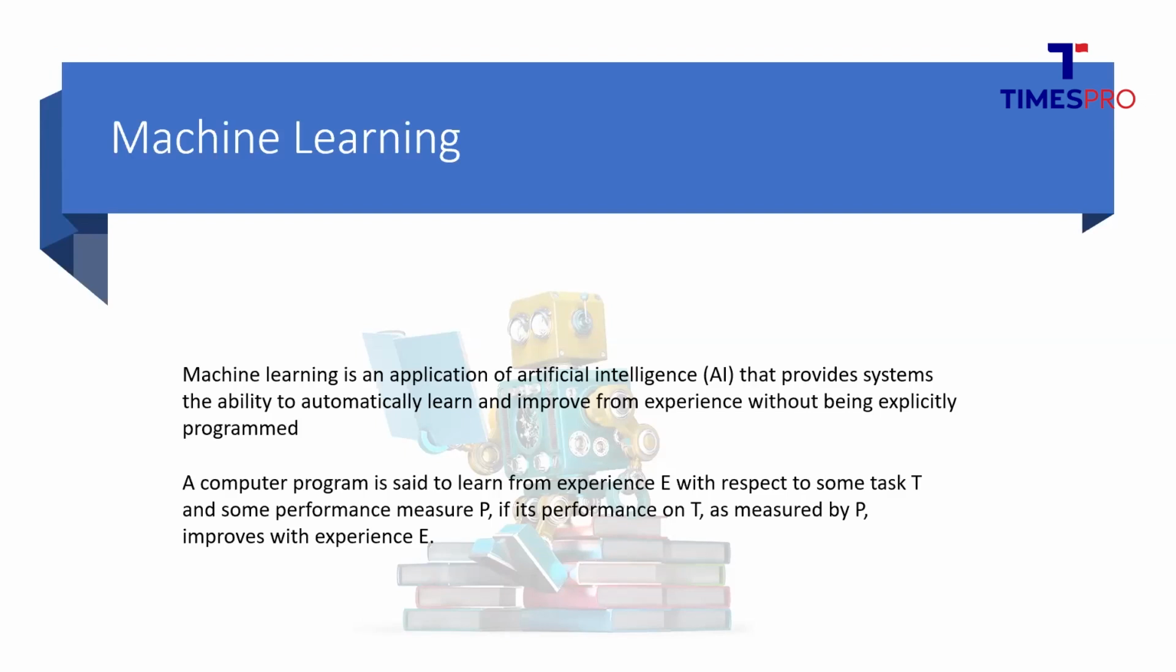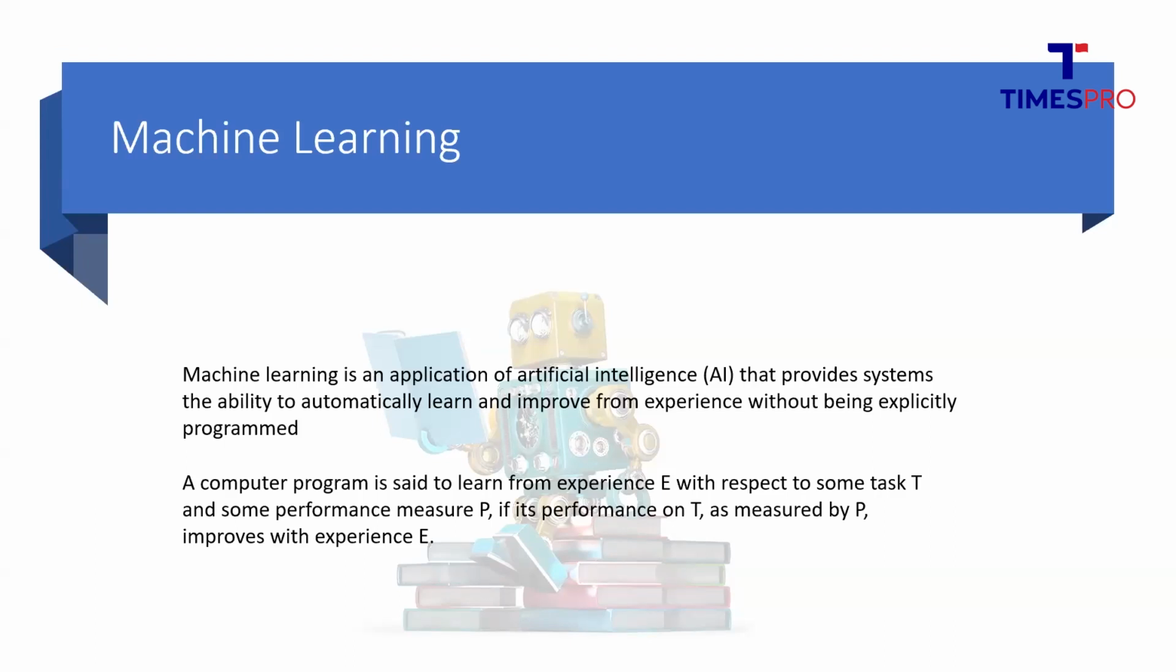Now, if we go to a more advanced definition of the same thing, a computer program is said to learn from experience E with respect to some task T and some performance measure P. Now, let me break this down. Experience for a system is nothing but data. For us humans, experience is some events, and through those events there are memories. But for a system, it is nothing but data, all stored as information.